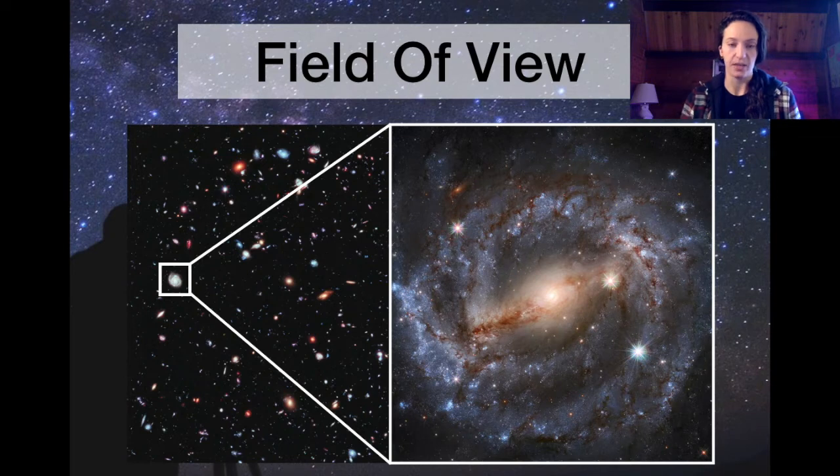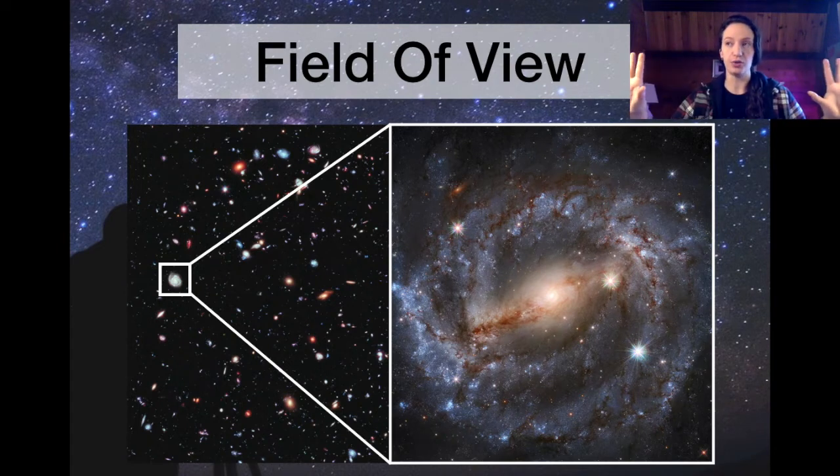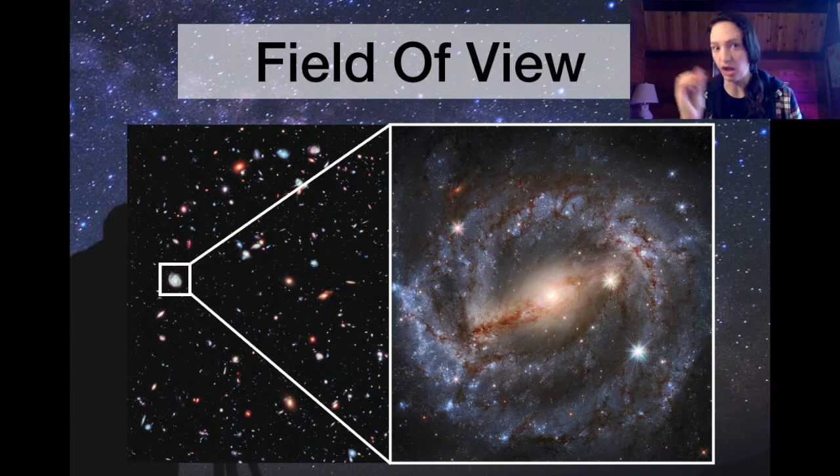Now, I'll tell you now that the one that has the larger field of view is the first one that I showed you, or the one on the left, the Hubble Deep Sky. And you can think of field of view as how large of an area you are seeing. So if you have a really large field of view, then you have a really small magnification. And so when I zoomed into this galaxy, my field of view shrank considerably.